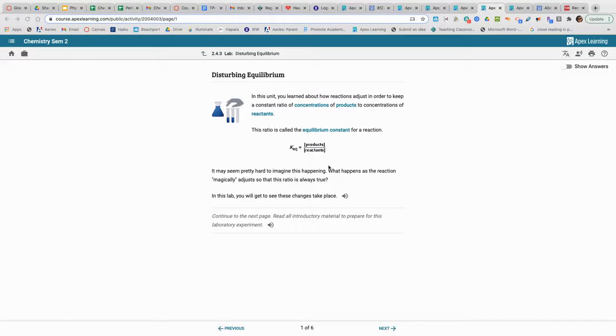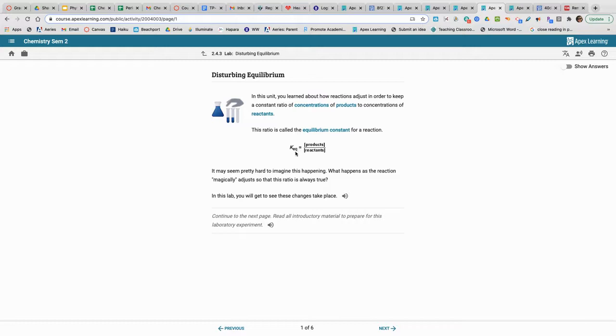We're looking at the lab for Unit 2 in chemistry, which is disturbing the equilibrium. So this is the introductory page. It has some good information on it. Remember that this equilibrium constant here shows the ratio of concentrations. That's what the brackets mean. Brackets indicate concentration of products to reactants, okay?